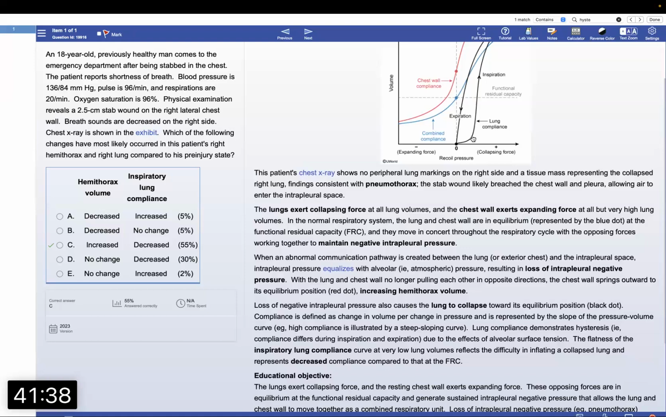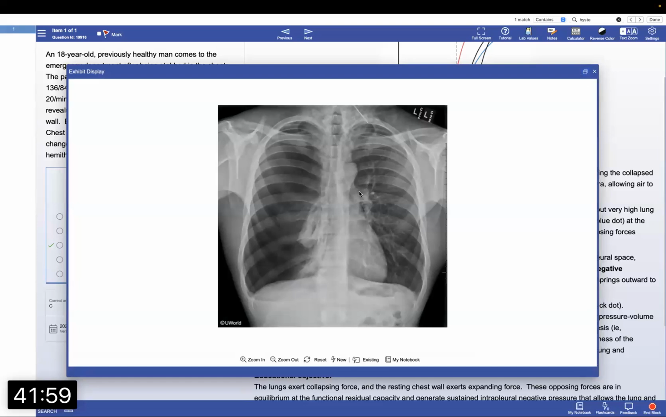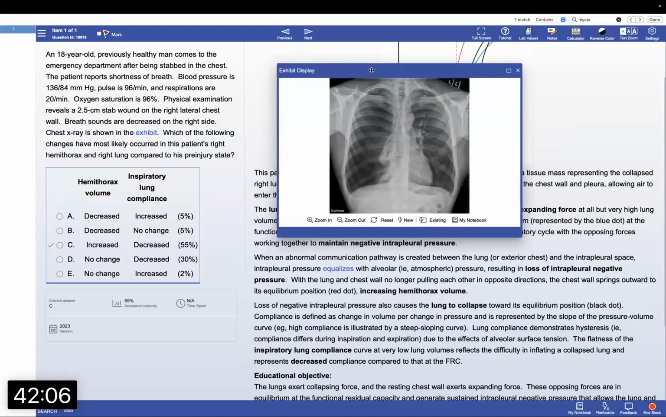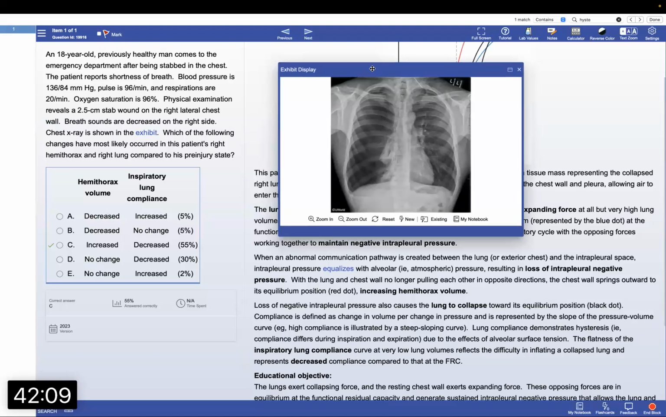Sarah, what is in this question? They ask about hemithorax volume and inspiratory lung compliance. An 18-year-old previously healthy male comes to the ED after being stabbed in the chest. Blood pressure is 130, and oxygen saturation is 96%. Physical exam reveals a 2.5 centimeter stab wound on the right lateral chest wall. Breath sounds are decreased on the right side. Chest X-ray is shown. So there is a collapse here. They're asking, which of the following changes have most likely occurred in this patient's right hemithorax compared to the pre-injury state?